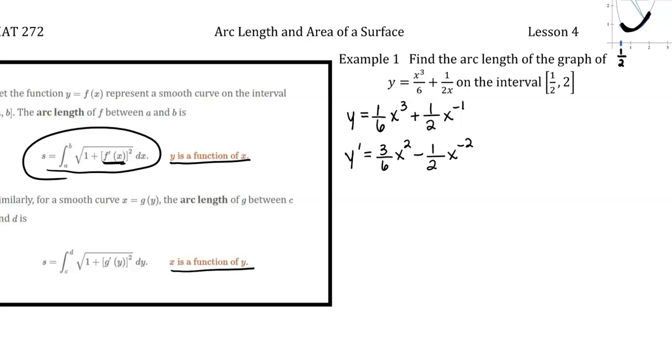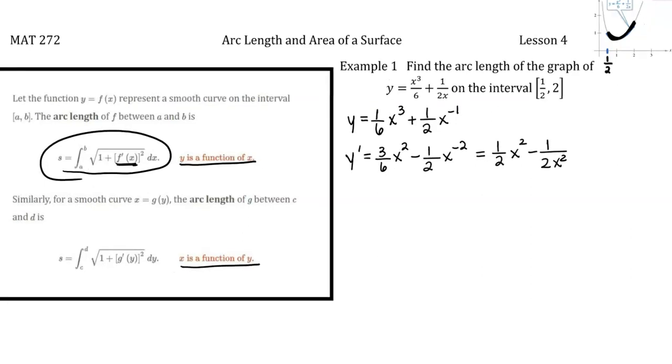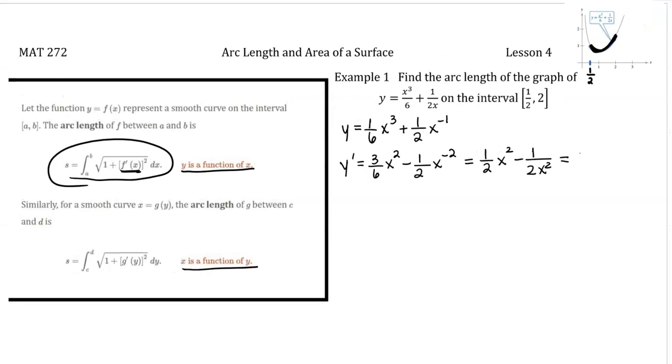I know we've spent a lot of time doing integration, but we have to be able to know the difference between derivatives and integrals and what we're doing when. So I'm going to go ahead and simplify this derivative. This is 1/2 x squared minus 1/2 x to the negative 2. To make this even simpler for what we're going to be using it for, I'm going to factor a 1/2 out of this. That leaves me with an x squared in the first term, and in the second term, a 1/x squared because this x squared was in the bottom. So I have y prime.